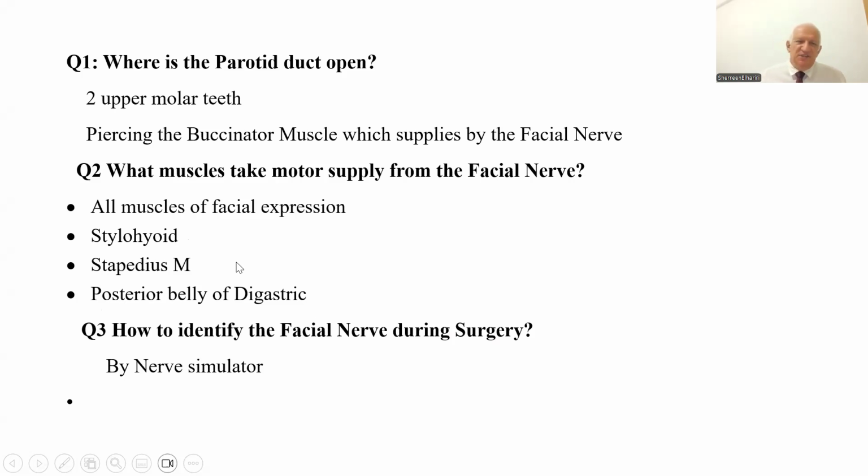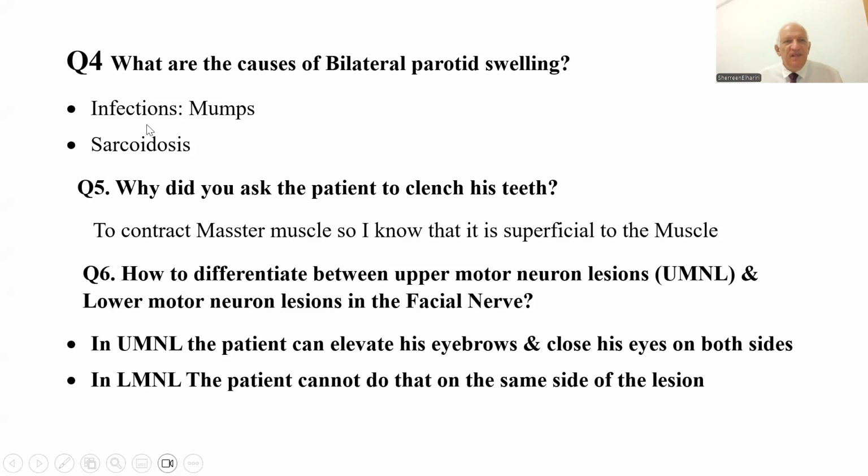How to identify the facial nerve during surgery? In the UK, because maybe in your country they don't do that, but in the UK and most countries nowadays, the facial nerve is identified during surgery by a nerve stimulator. The same is also done nowadays for the recurrent laryngeal nerve in the thyroid; we use a nerve stimulator. What is the cause if the patient has bilateral parotid swelling? Usually it is infection like mumps in babies or children. In some patients maybe sarcoidosis.